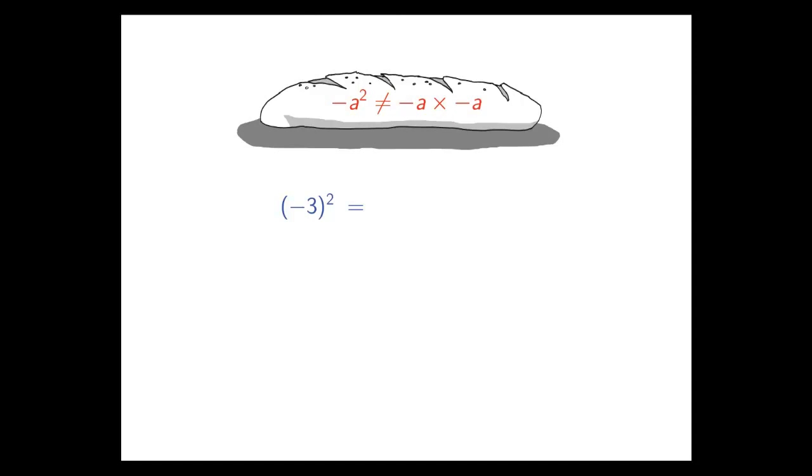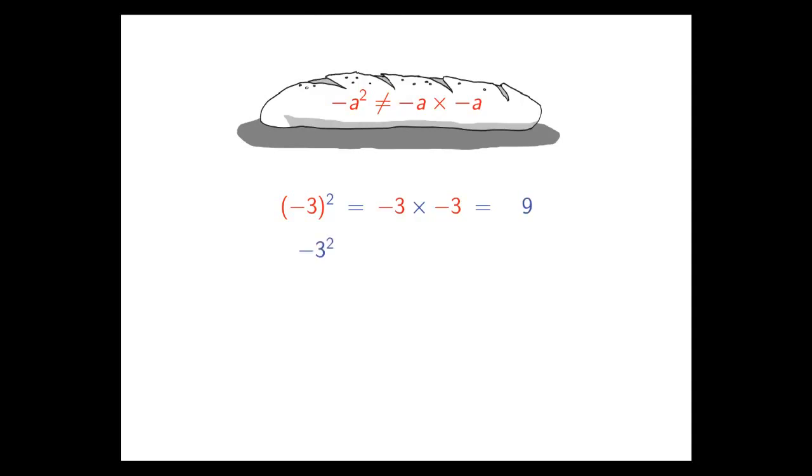Now, it's pretty clear that what we're being asked to do here is square the item that's right next to the power of 2. The brackets are indicating that it's the number minus 3. So in that case we take minus 3, multiply it by itself. 2 minuses multiplied together make a plus, so we end up with positive 9.